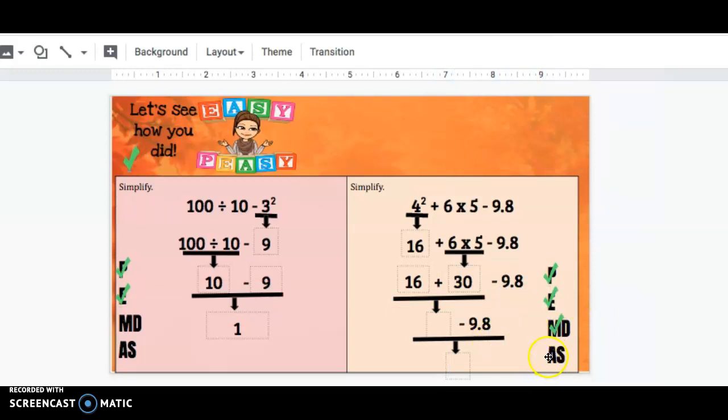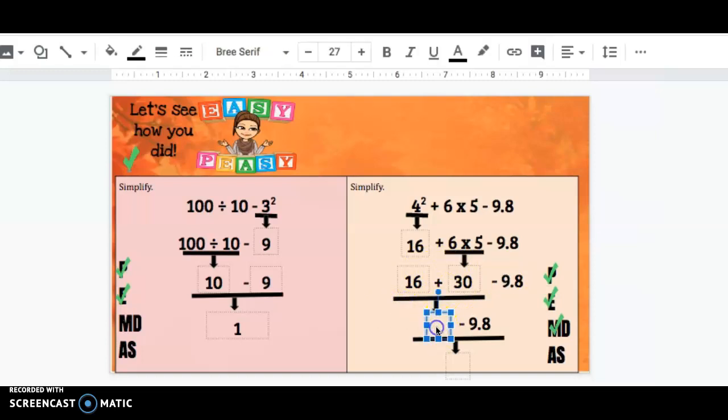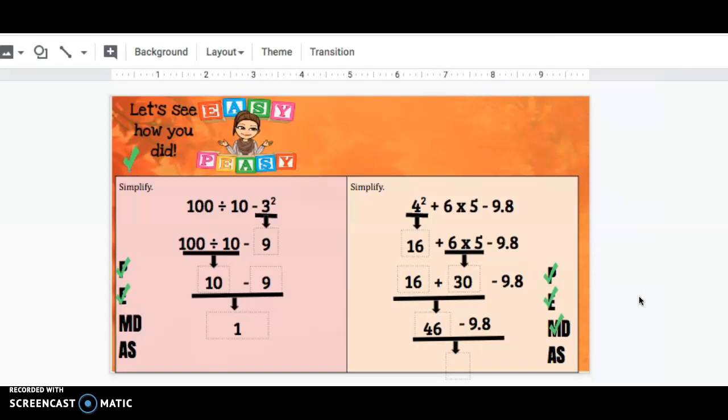So now I'm looking for addition and subtraction in my problem. So I have 16 plus 30 minus 9.8. So I have to do 16 plus 30. If I did 16 plus 30, you should have gotten 46. So now I have to look, and I only have my operation of subtraction, so I'm going to be doing 46 minus 9.8, and if you had done that correctly, you should have gotten 36.2.